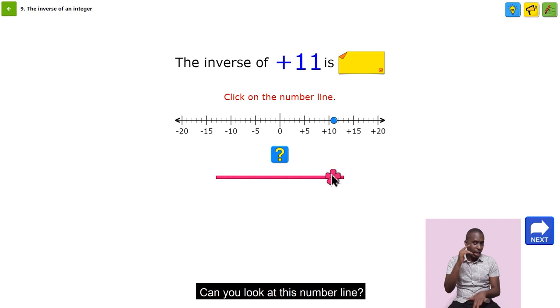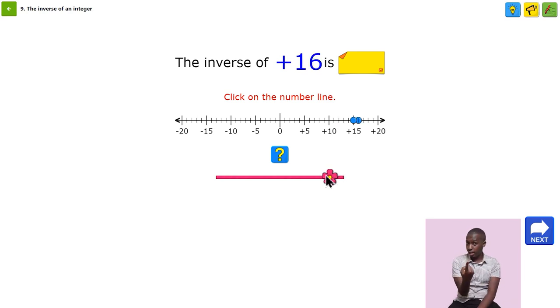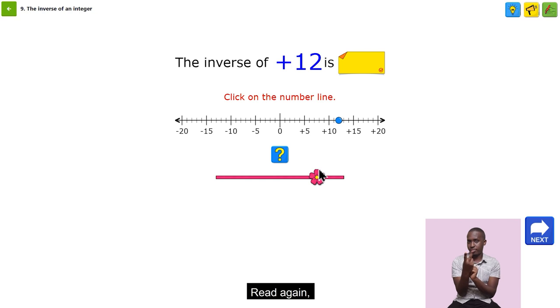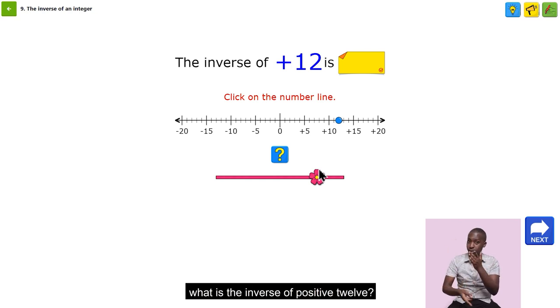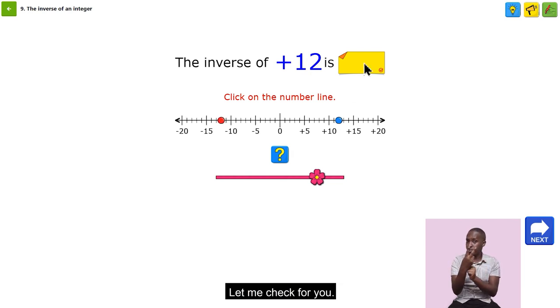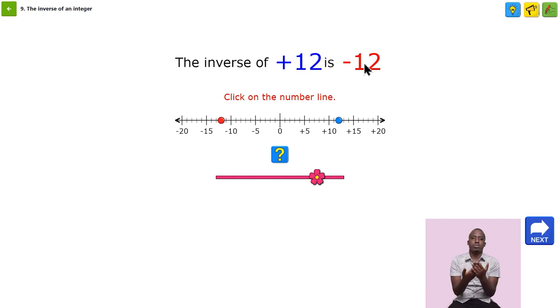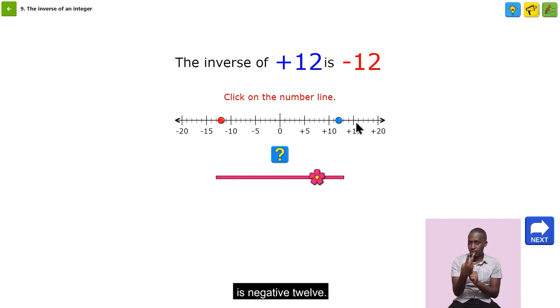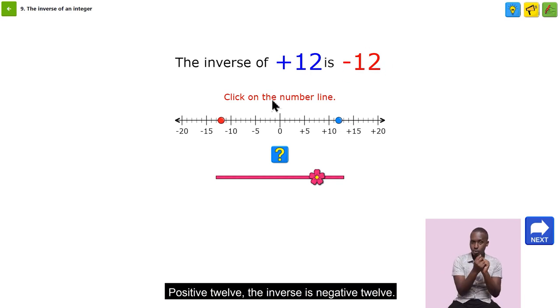Can you look at this number line? What is the inverse of positive 12? Read again. What is the inverse of positive 12? May I click this yellow sticky card to check your answer if it is correct? You are saying the answer is negative 12. Let me check for you. Wow, good. You have answered correctly. The inverse of positive 12 is negative 12. Positive 12, the inverse is negative 12.